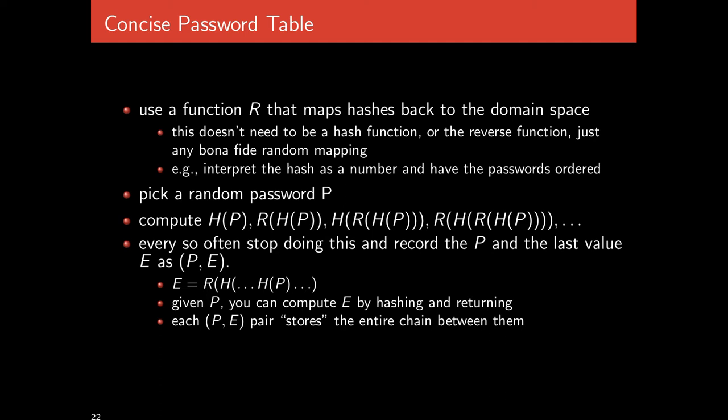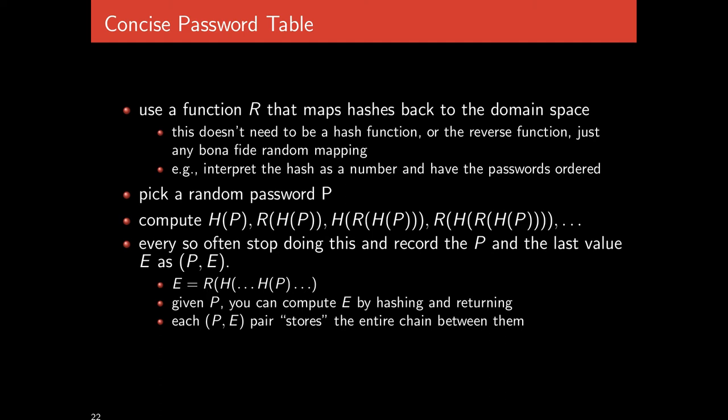So if ever you find a hash in a password file, all you have to do is apply the reverse function, apply the hash function, apply the reverse function, apply the hash function, over and over, and at every step along the way, check to see if you've hit one of the E's that you're storing. And the moment that you stumble upon a value E that you are storing in one of your P, E pairs, you can then restart this process with your P, hash that, reverse, until you finally are back where you started, with what you found in the password file.